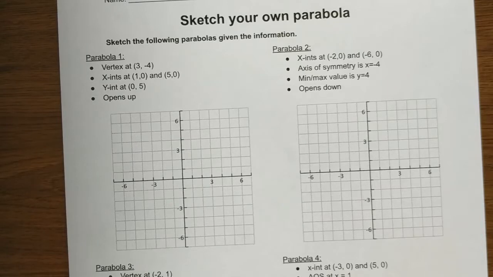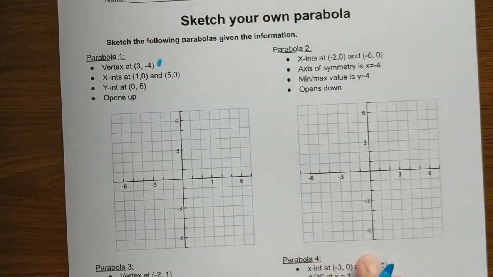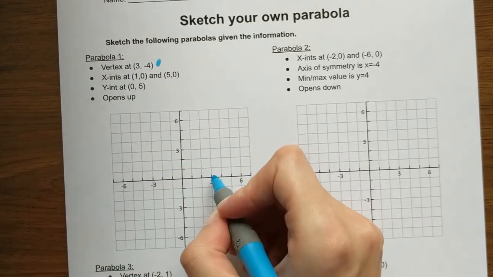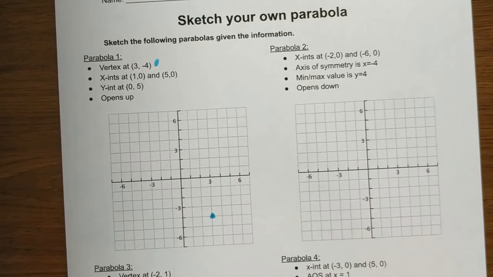The information you could get might look a little bit different every time you do it, but let's go through each example here to help you out. I'm going to start with my vertex. My vertex is going to be in blue. The vertex here is at 3, -4, so I'm going to go down to 3, -4 and put a dot.